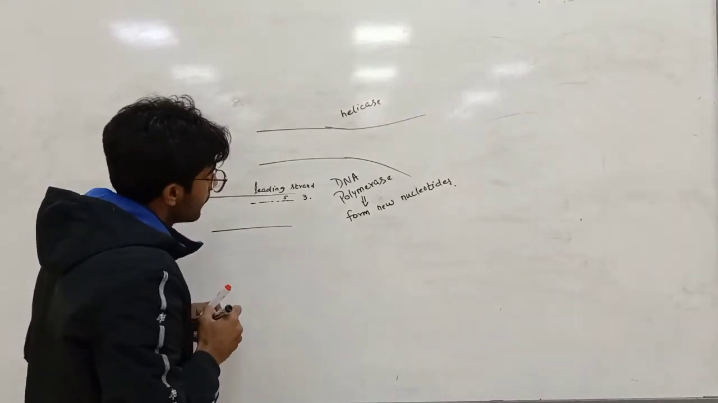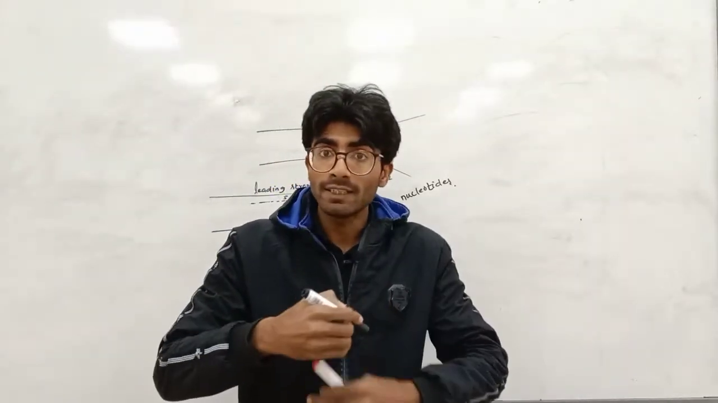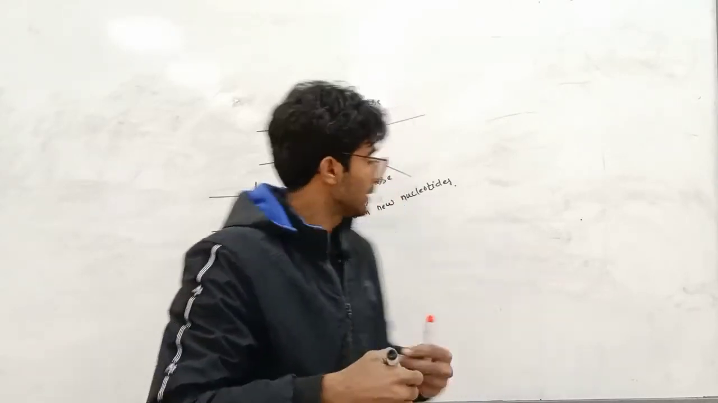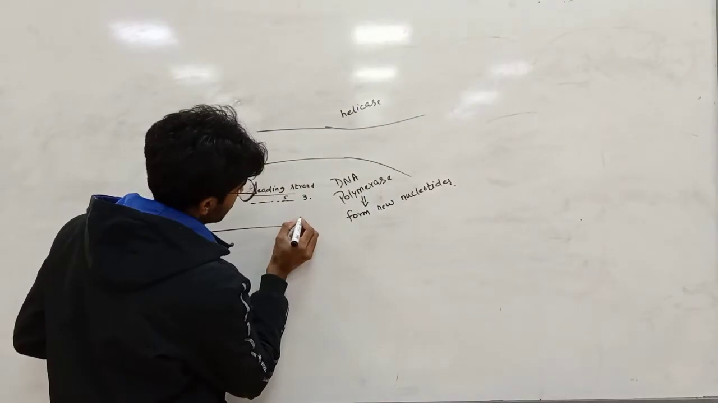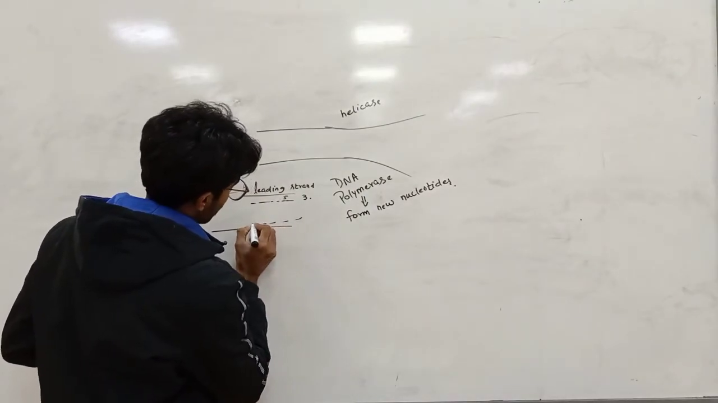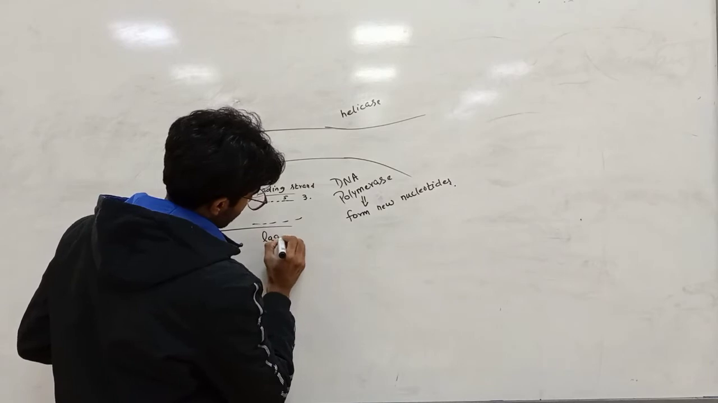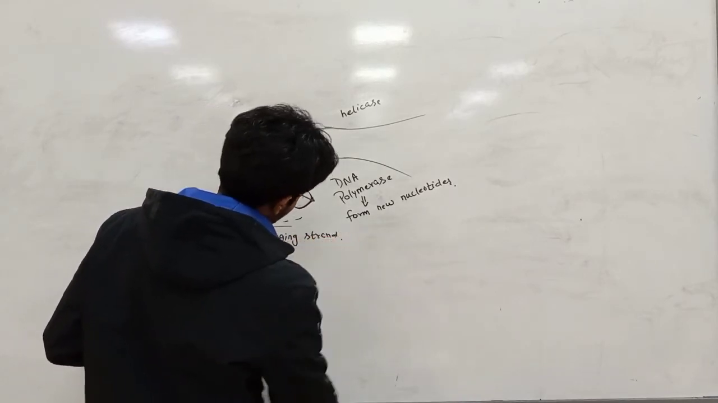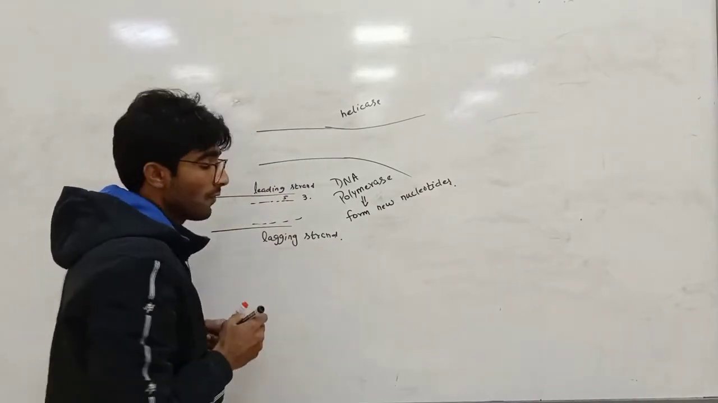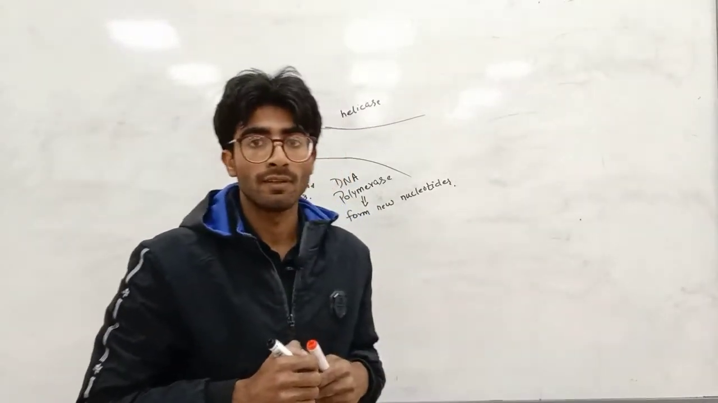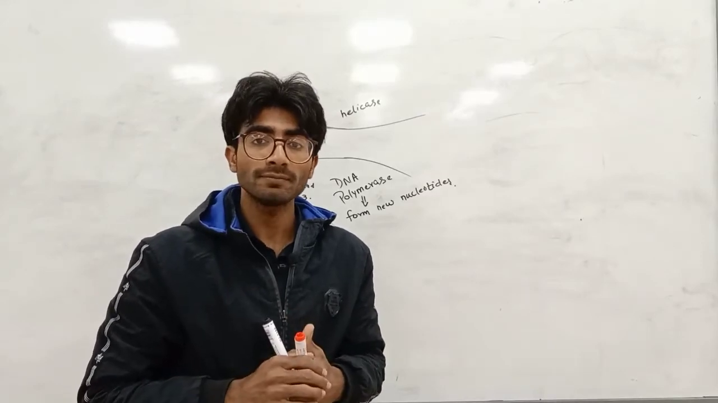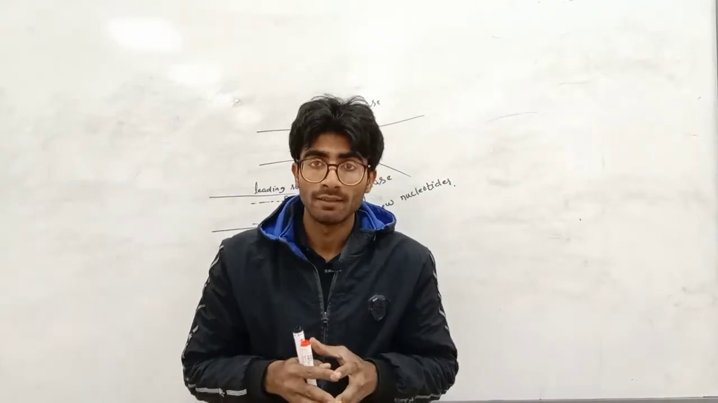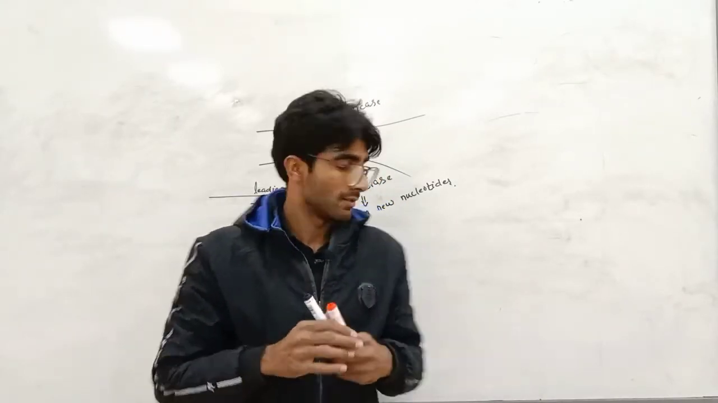And when the nucleotide is added discontinuously, against the 5 to 3 direction, this is known as the lagging strand. In the lagging strand, there is formation of Okazaki fragments. Okazaki fragments are joined with each other due to the ligase.